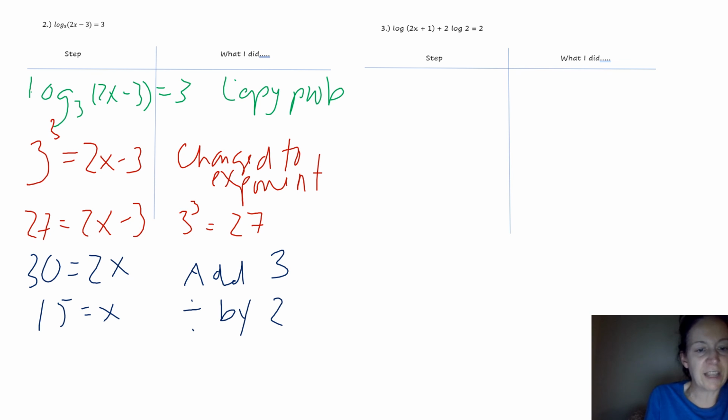And then we could check our answer. We always want to check the answer. So 2 times 15 is 30, minus 3 is positive. So there you go. And so again, hopefully you have something that looks like that.